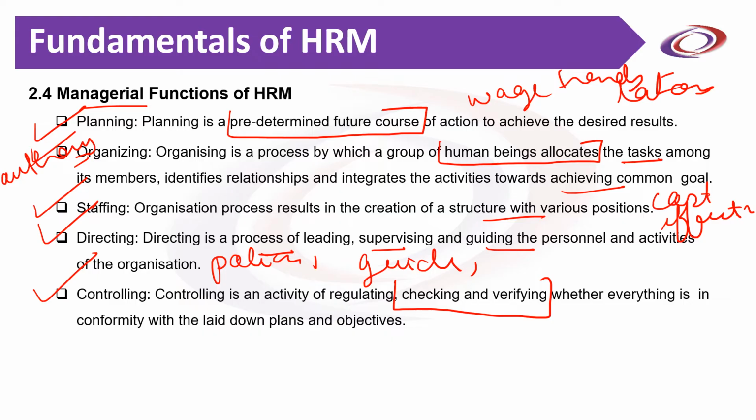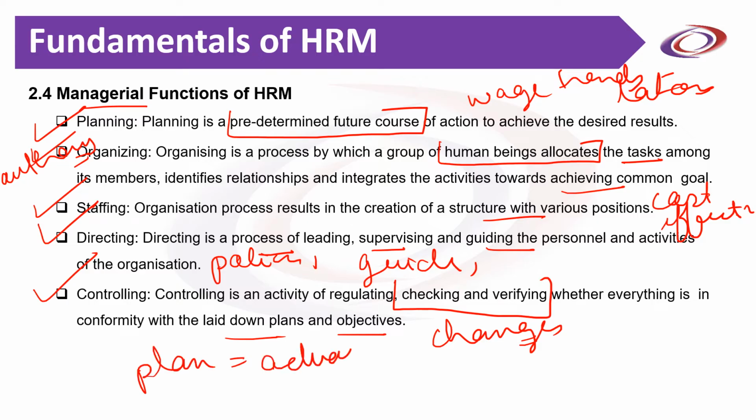Once the policies are implemented, it is the role of the HRM to check and verify whether everything is in conformity with the laid down plans and objectives. If not, necessary changes have to be brought and implemented. That is regulating the employee activities and policies according to the structured plan. They have to make sure that the plan is equal to the actual functioning. So these are the managerial functions. They manage the organization.